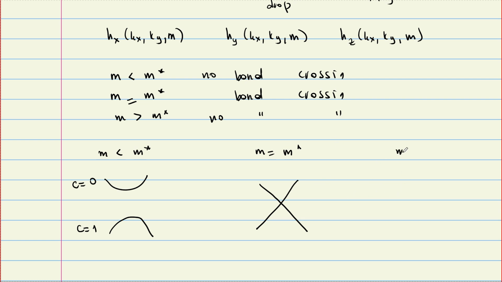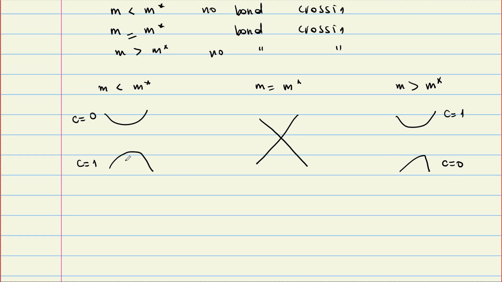And if you go to M bigger than M star, you still have this. But in that case, what can happen is you can have C equal to 0 here, but the total C coming from these two bands needs to be conserved. So this is going to be C equal to 1. So this lower band transitioned from topological phase to trivial phase. That's what we call topological phase transition.